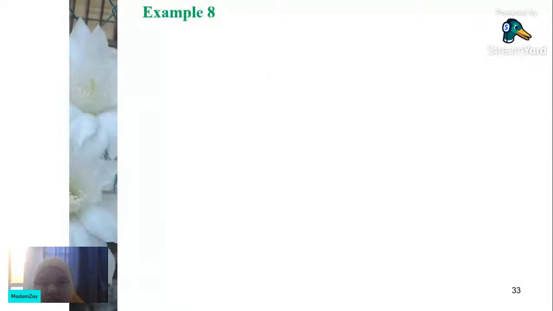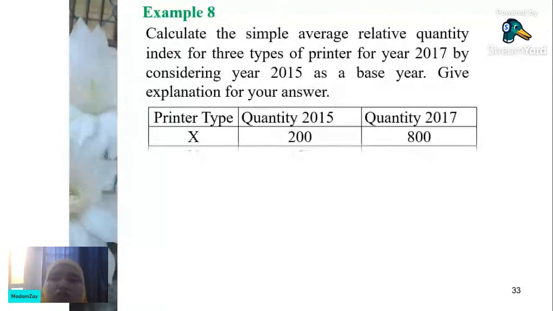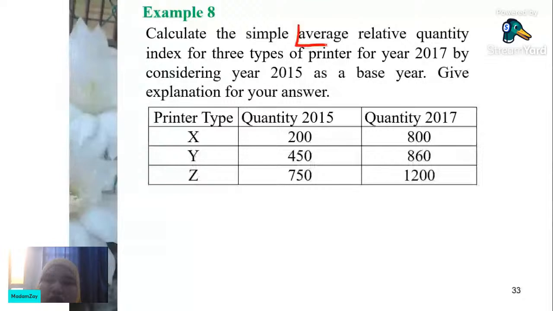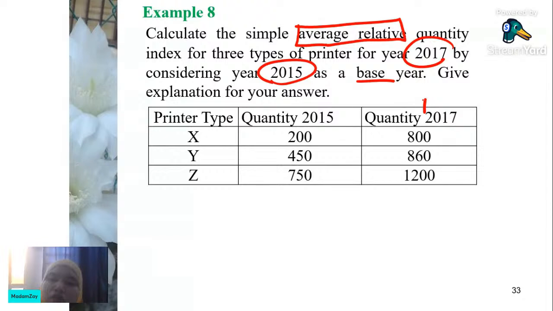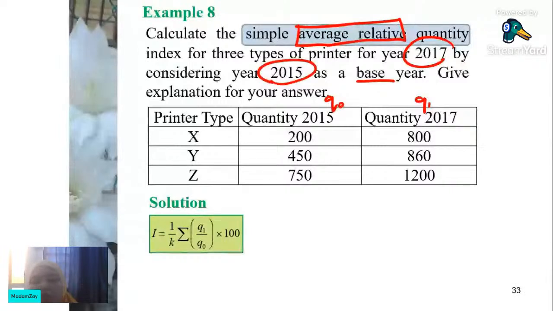Now, example 8. Calculate the simple average relative quantity. So we use the third formula, the same as the simple average relative price, but we use quantity for the 3 types of printer for year 2017 by considering 2015 as base. So this is Q1, this is Q0. Give the explanation for your answer. So use the simple average relative. It will be 1 over K multiplied by summation of Q1 over Q0 multiplied by 100.